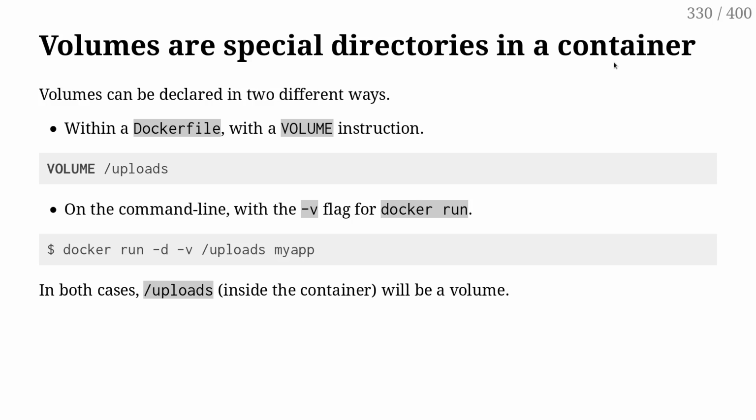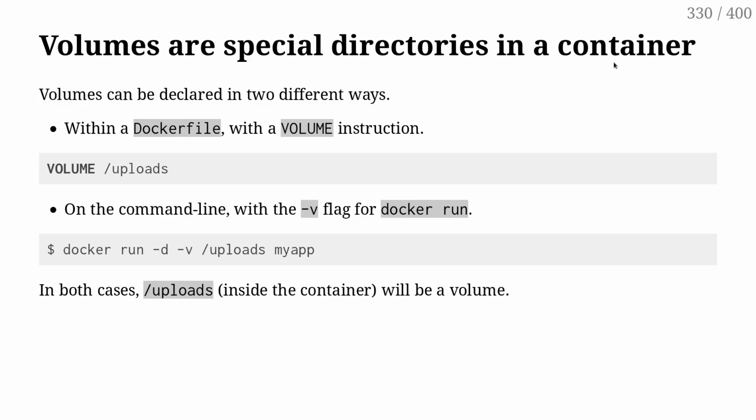You can wonder, okay, but if it's a volume, what will be the path on the host? The path on the host is going to be automatically generated by the Docker engine when the container starts. Somewhere in /var/lib/docker, there is a directory that has all the volumes that have been created that way. So when you create a container from an image that has VOLUME /uploads, a directory will be created somewhere on the host and mounted to /uploads.